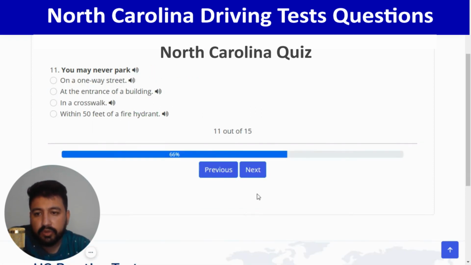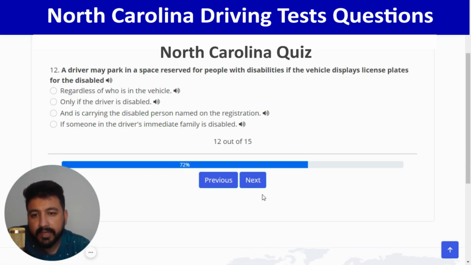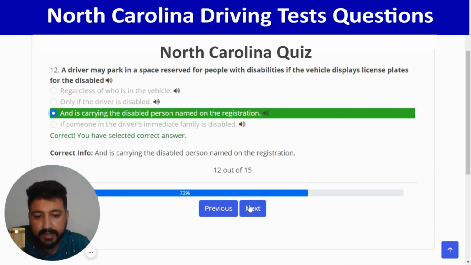And next. You may never park. The right answer of the 11th question is in a crosswalk, which is the third option. So I'm going to click on the third one, right? And next. A driver may park in a space reserved for people with disabilities if the vehicle displays license plates for the disabled. So the third option is the right one, which is and is carrying the disabled person named on the registration. Correct, and next.